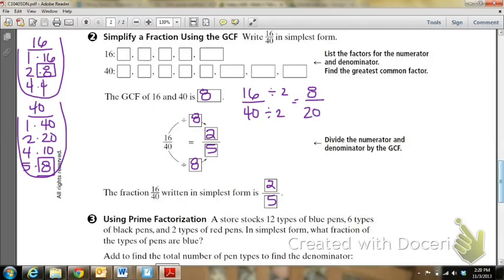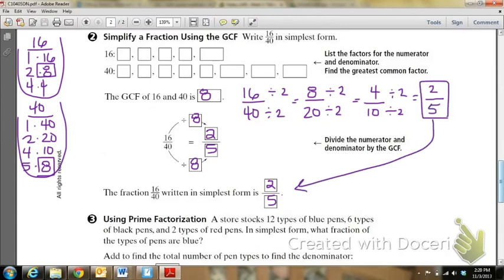Do these numbers have anything in common? Yes. 2 goes into both of these, or you could have said 4. It doesn't really matter. Let's say I only saw 2. 8 divided by 2 is 4. 20 divided by 2 is 10. Is there anything other than 1 that goes into 4 and 10? Yes. 2 goes into both of these. So you just keep dividing, and you'll still wind up with the same answer as 2/5.